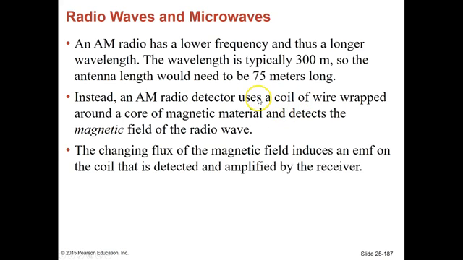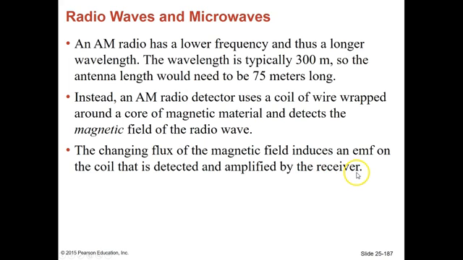And because we have that coil of wire wrapped around a magnetic material, it detects the magnetic field of the radio wave. So that makes it a little bit easier to do. That changing flux of the magnetic field induces an EMF on the coil, and that is what is detected and amplified by the receiver.